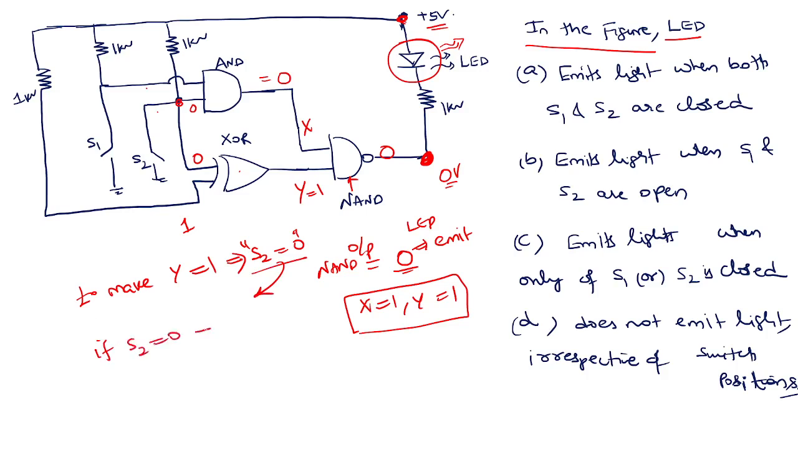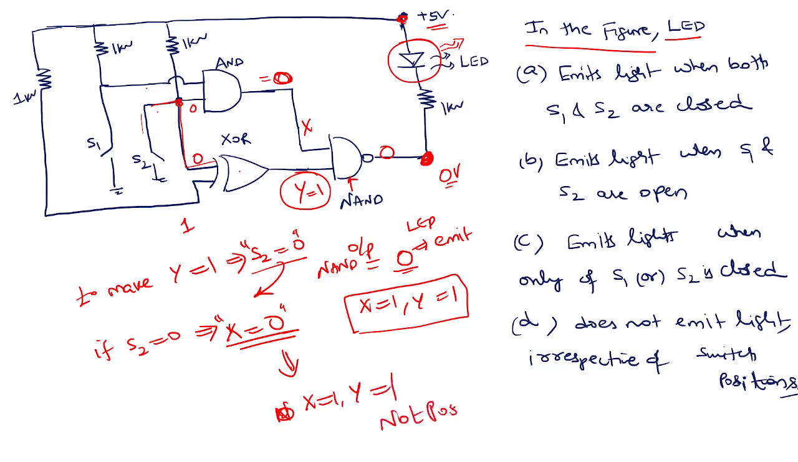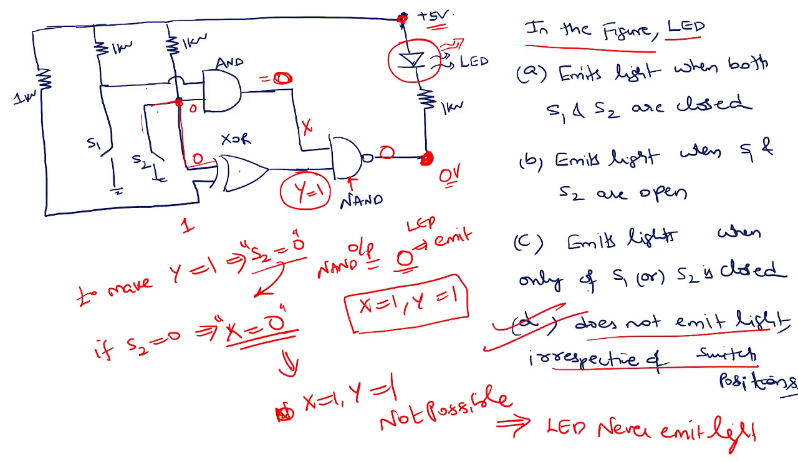To make Y equal to 1, S2 equal to 0. If S2 equal to 0, that will make sure that X equal to 0. This is the only possibility. If S2 is 0, the output of this AND gate is going to be 0. Is it possible? X equal to 1 and Y equal to 1 is not possible. That means the LED never emits light. So option D, it doesn't emit light irrespective of the switch positions. If you make S2 equal to 1, then obviously Y equal to 0. No need to think about that also. So the LED never emits light.